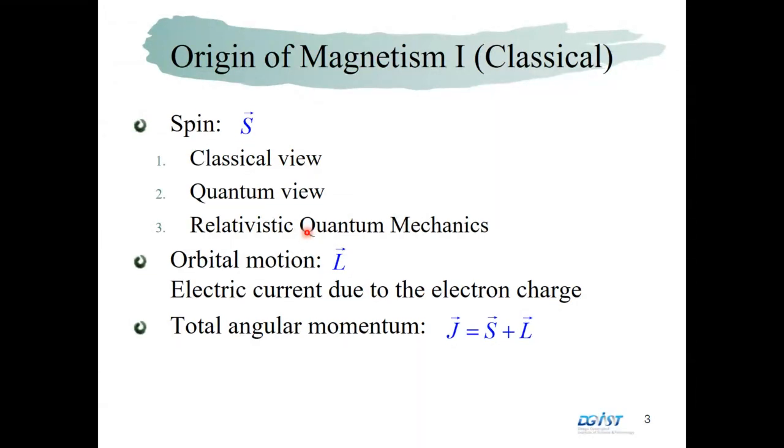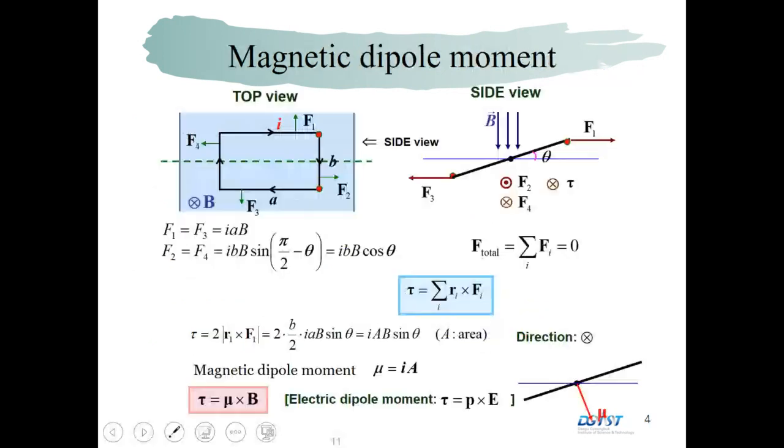And also, we need to understand the orbital moment, which we represent as L, because the motion of the electron also contributes to the magnetism in a solid. And the total angular moment, the sum of the spin moment and the orbital moment, is also important. Okay, before going to the spins, let's recall the very basic part of magnetism.